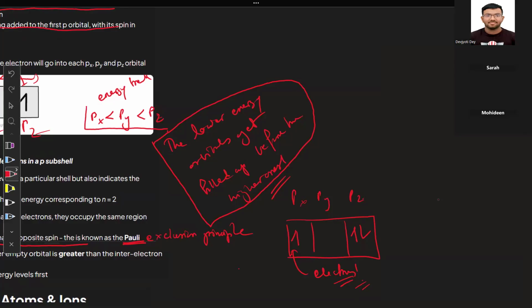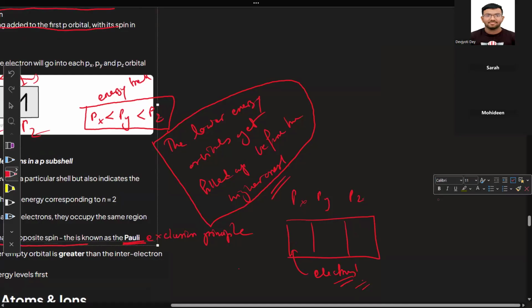Didn't I show you the trend right here? Pz has higher energy than py, and py than px. Did you understand? So did you notice something? At first pz is not being occupied. At first px is getting occupied, then py, then pz. Did you understand?